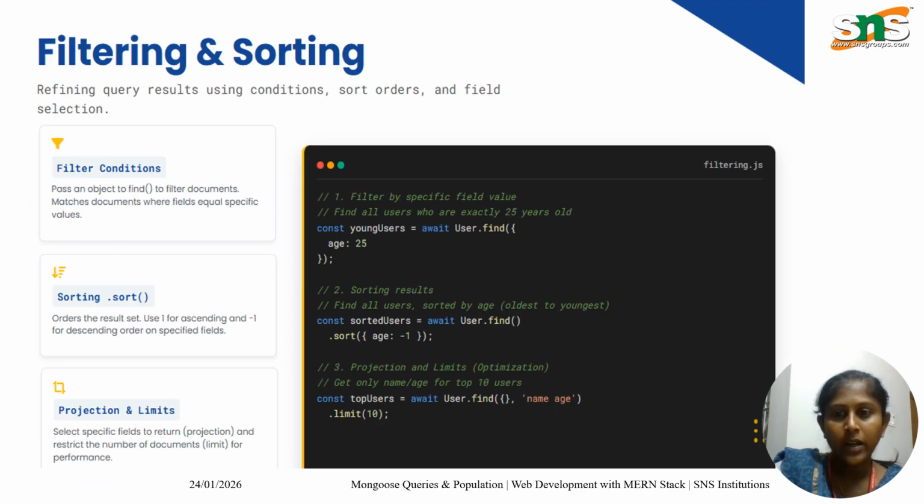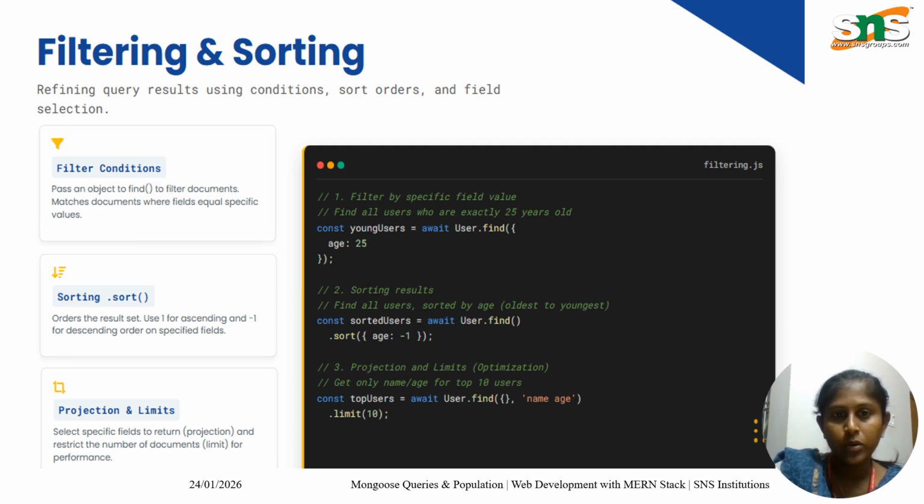Now let's refine our queries using filtering, sorting, and optimization techniques. First, filtering conditions. We pass an object into the find method to specify criteria. For example, age: 25 returns users who are exactly 25 years old.